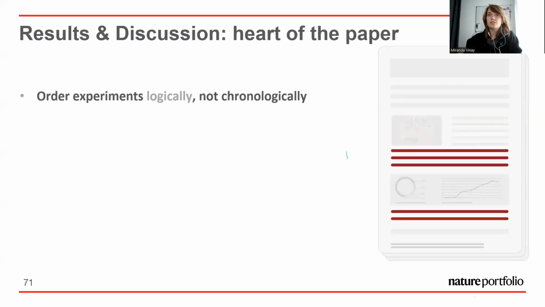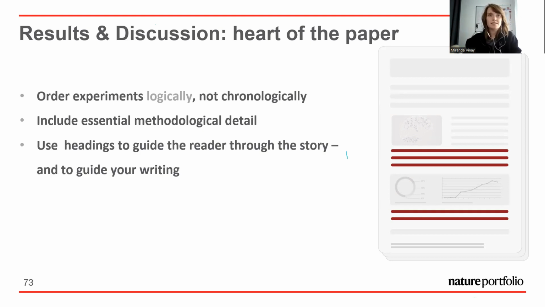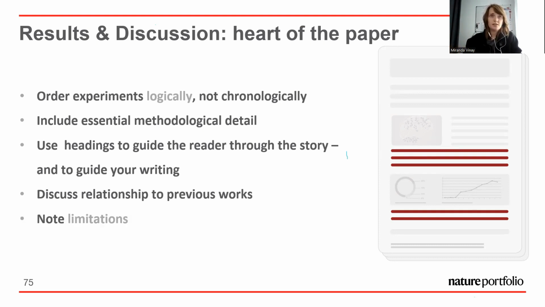So the results and discussion is the heart of your paper. This is where you report what you found, and as we went through before, you want to order your experiments logically, not chronologically. You want to include essential methodological detail, but not so much that it blurs your results. You want to use headings to guide readers through the story and to guide your writing. And you want to discuss the relationship to previous works and note the limitations. This is very important because this will contextualize and convey your results.